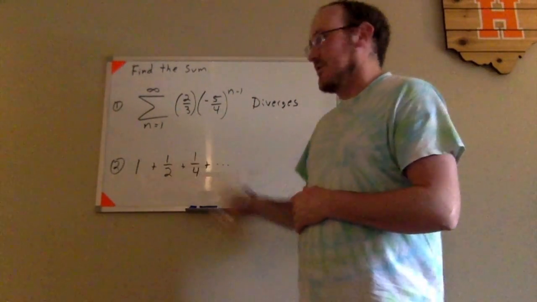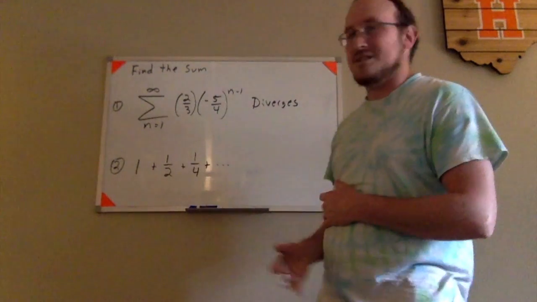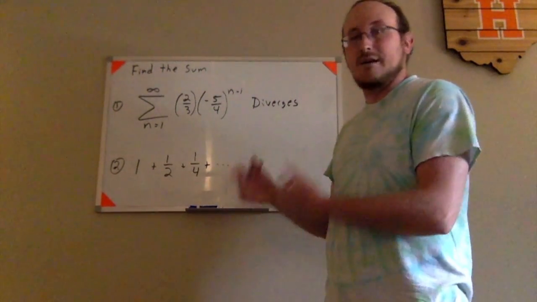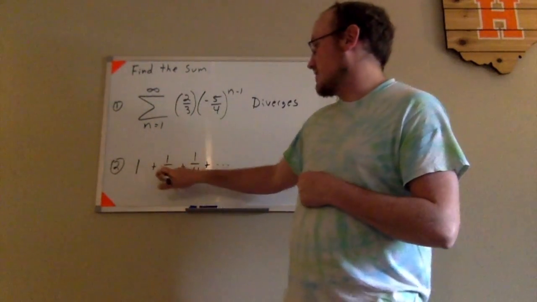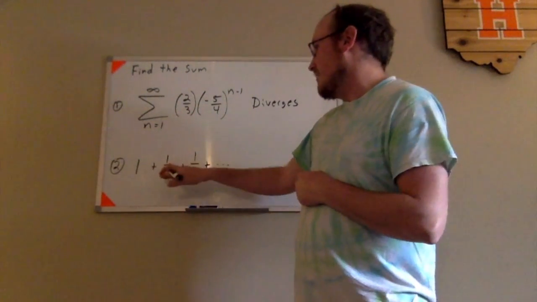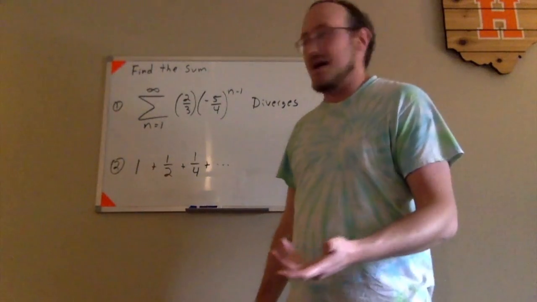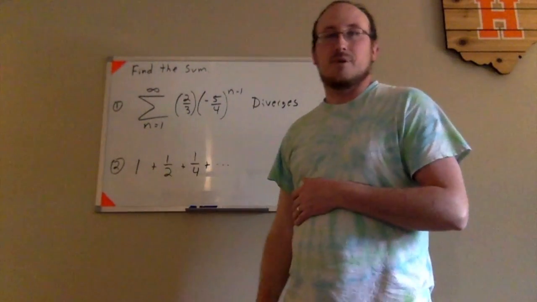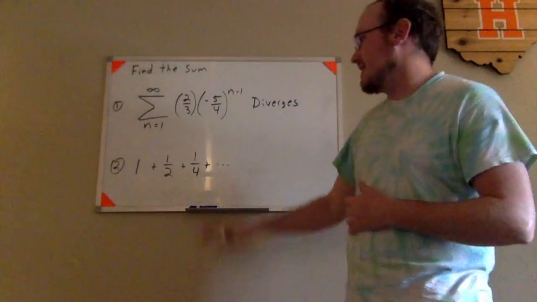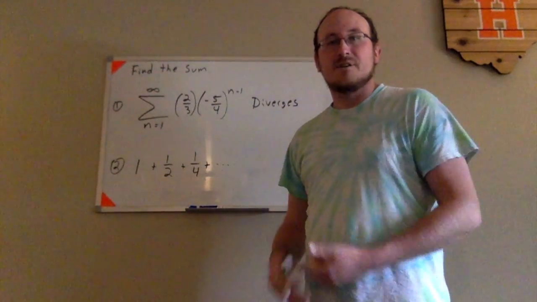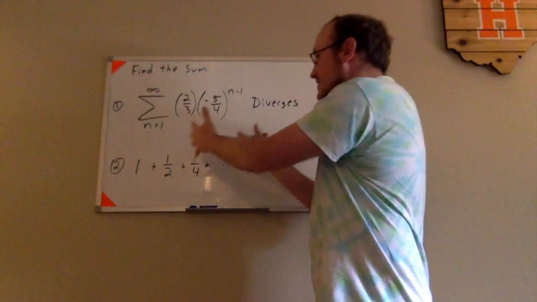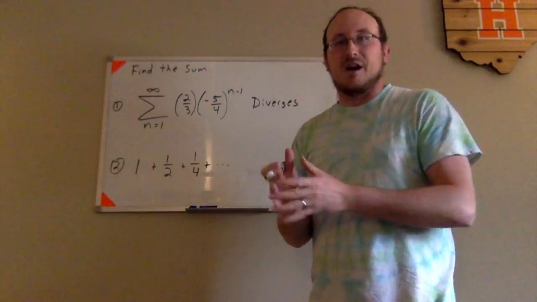Now, looking down here at this series, it's not quite as easy to see the common ratio. It's not written right in front of you, but we talked about how to find the common ratio. Just take a term divided by the term before it. So I have 1/2 divided by 1, which is 1/2. I have 1/4 divided by 1/2, which is 1/2. So the common ratio here is 1/2. The absolute value of 1/2 would be 1/2, which is less than 1. So this series should converge to a finite sum.